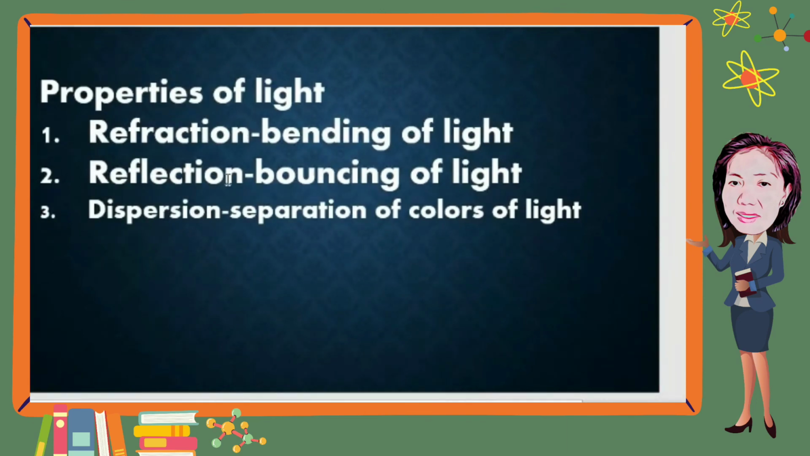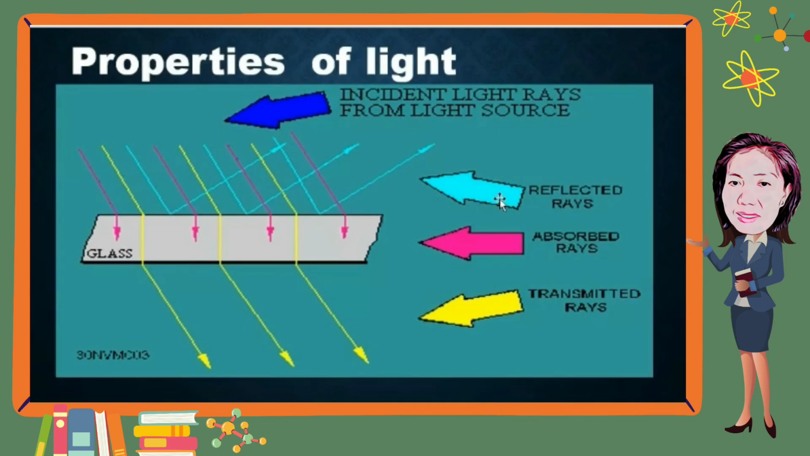Na pag color yellow, it means only yellow is reflected into our eyes or reflected in an object. Nag-bounce back ang color yellow. The rest of the colors are absorbed in the object. That's the bouncing of light. Dispersion, the separation of colors of light, of course, with the presence of prism. So once the light passes to a prism, all the colors of light will separate, will disperse.